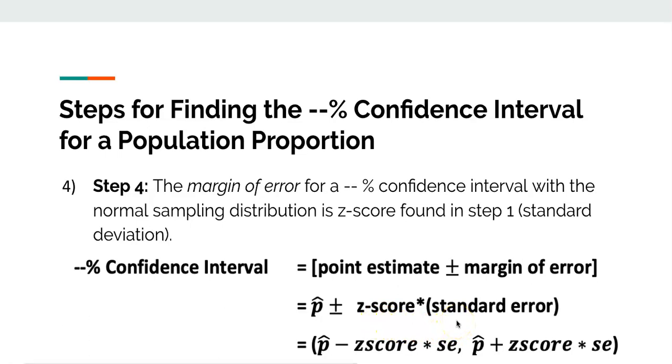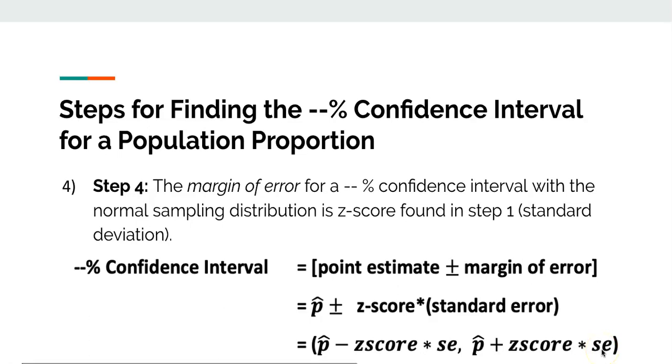So here's the formula for a blank percent confidence interval. And whatever that confidence level is, depending on whether it's 95, 99, or 90%, the z-score will change, okay? But the lower limit is going to be p hat minus z-score times standard error. I'm just going to go ahead and write SE for standard error from now on, okay? And the upper limit is going to be p hat plus exactly the same margin of error, z-score times SE, the standard error. That is how you find a confidence interval.